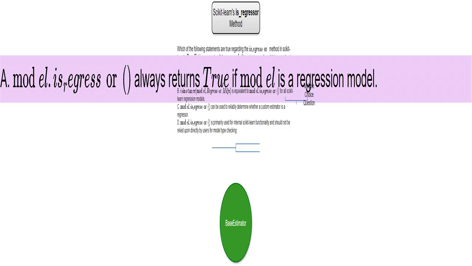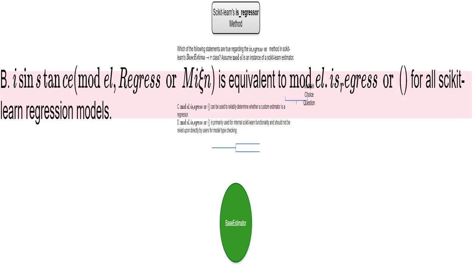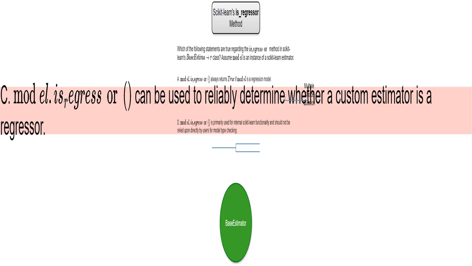This statement is false because a custom-built model might not implement the method correctly. The is_regressor method isn't always reliable. This one's also false. `isinstance` directly checks if a model inherits from RegressorMixin, indicating a regression model. is_regressor, however, has more leeway and doesn't guarantee equivalence. Incorrect. You can't reliably use is_regressor to check custom estimators since its behavior is flexible.